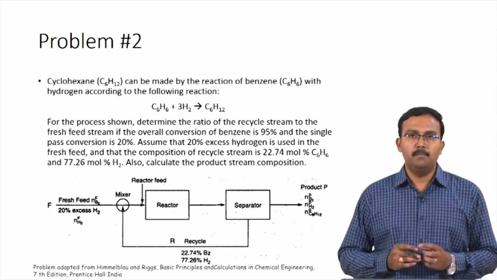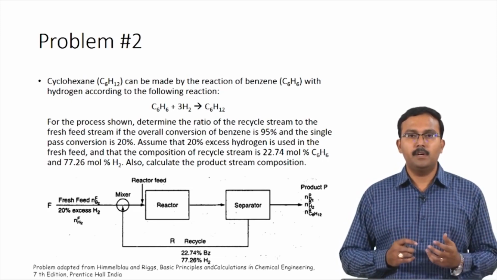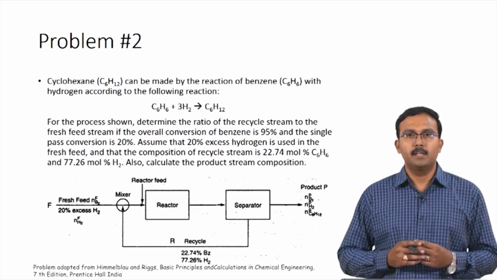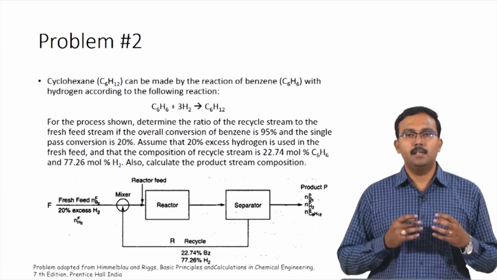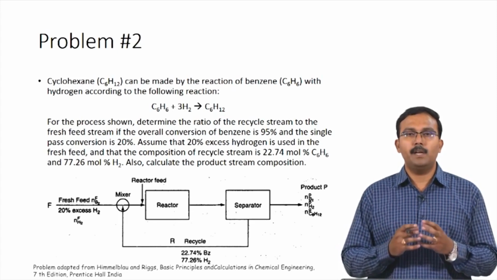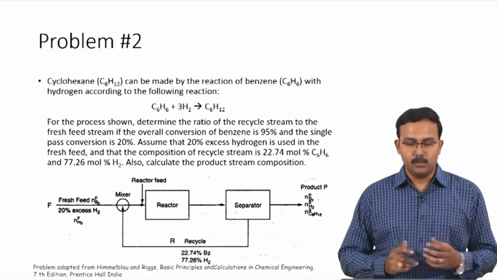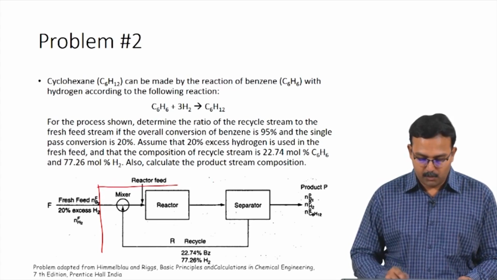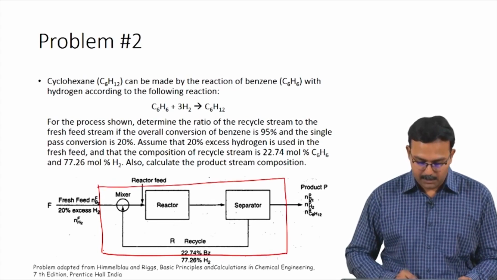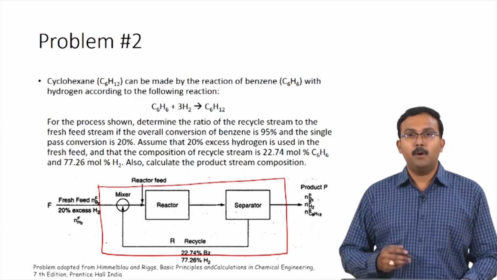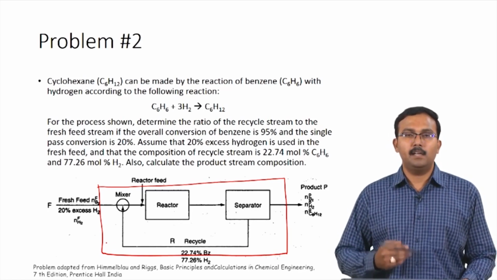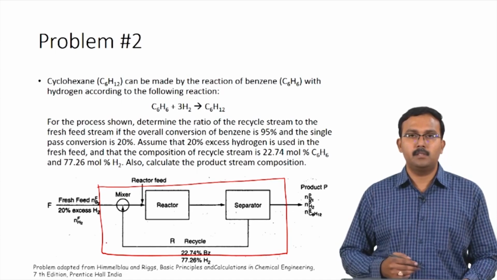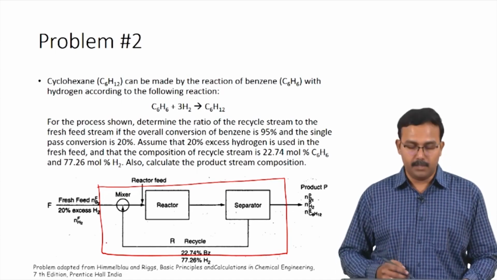So, in this problem we have been given the overall conversion and the single pass conversion. Do you remember what these are? Overall conversion is the conversion which is obtained when we account for the overall system. So, the system we choose for this would be the overall system, and the amount of reactant which is consumed within the system divided by the amount of reactant supplied to the system would be the overall conversion.